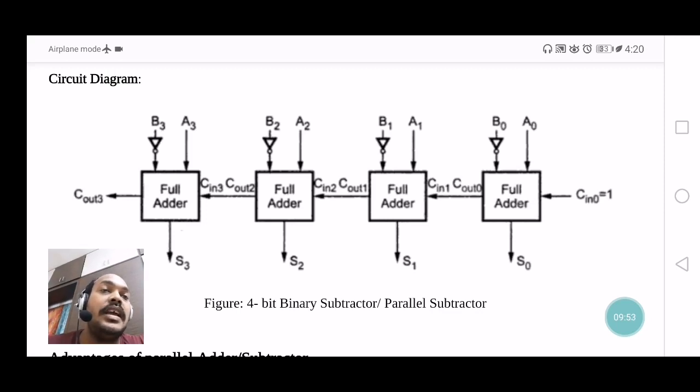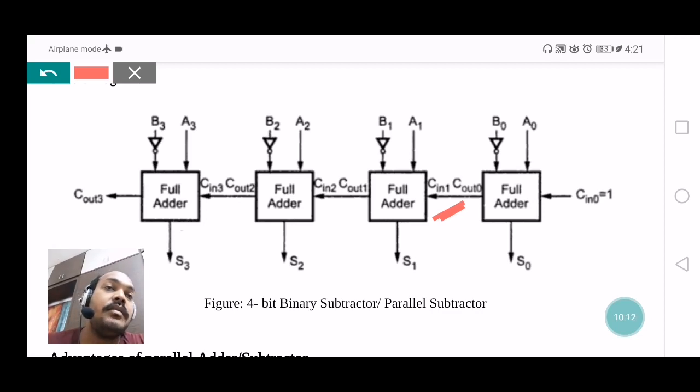Similarly, A1 and B1, which is inverted to B1 bar, is added with this Cn1, then it becomes the 2's complement of B1, which is added with this A1. Similarly, B2 and B3 are performed the same way by the 2's complement subtraction method.